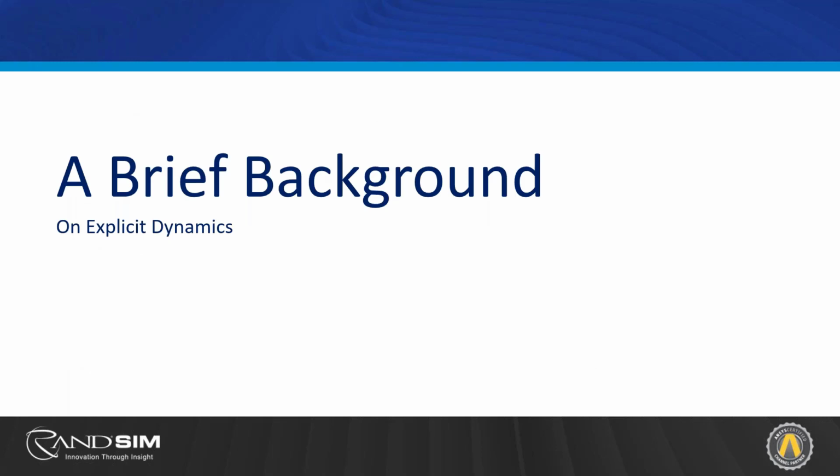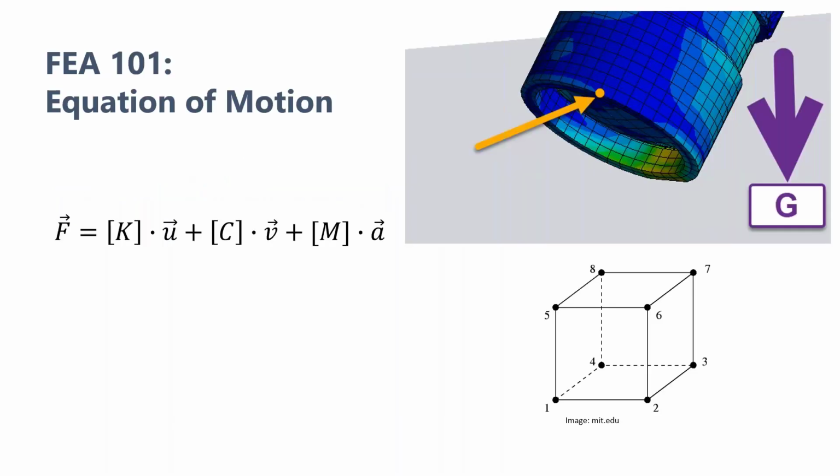So a really brief background, and I mean this when I say very brief, on explicit dynamics, because I'm only going to touch on the theoretical foundations of this approach. It starts with the equation of motion for a transient structural problem. If anybody on the call has ever taken on any sort of transient structural analysis, you probably know that what you're really trying to do is solve this motion equation for each node in your model.